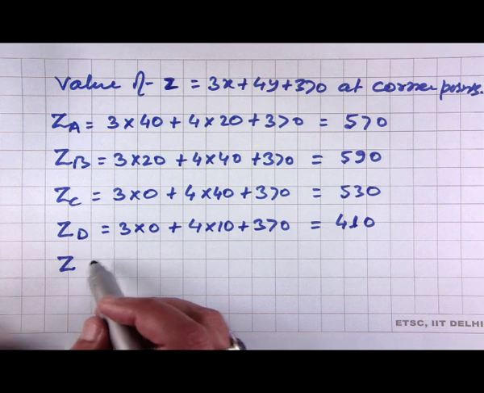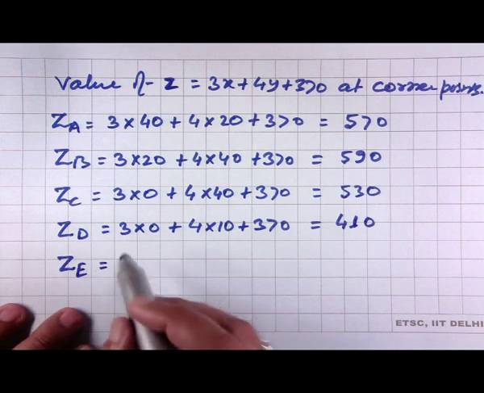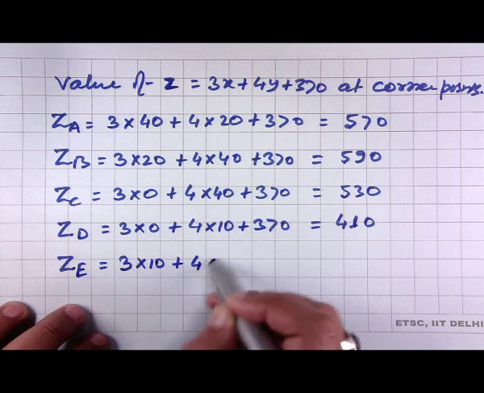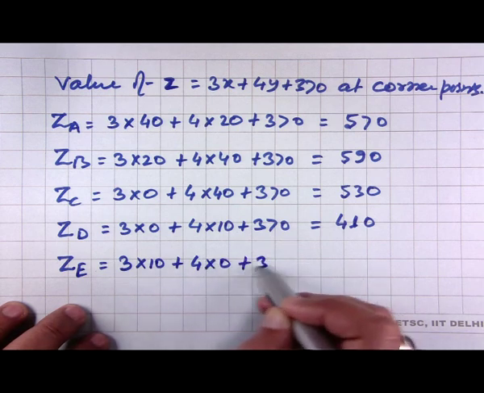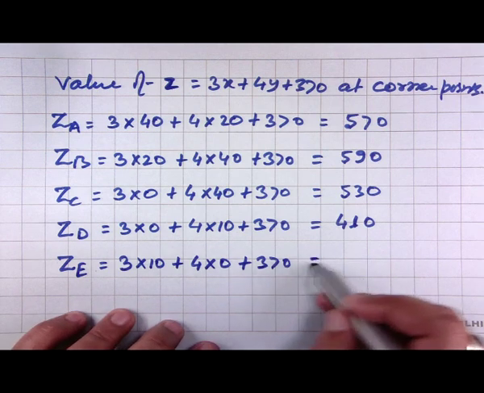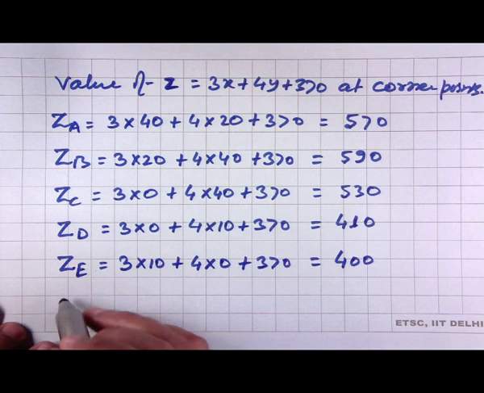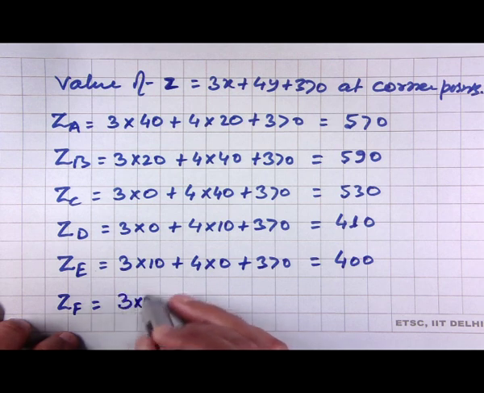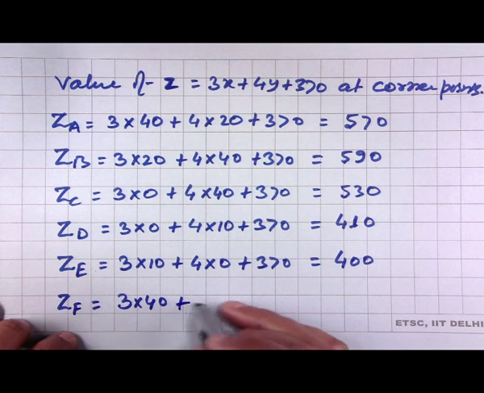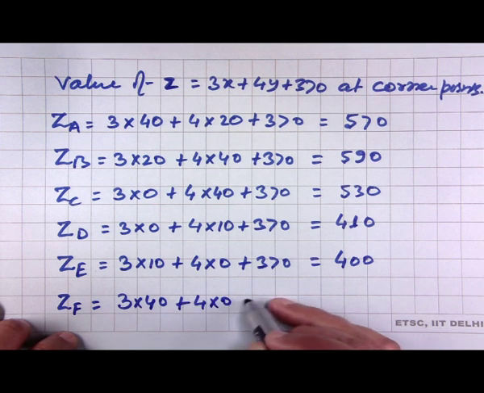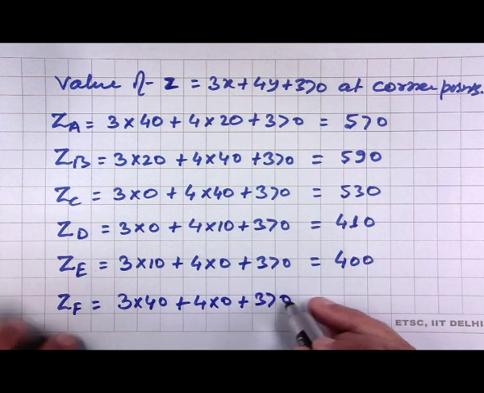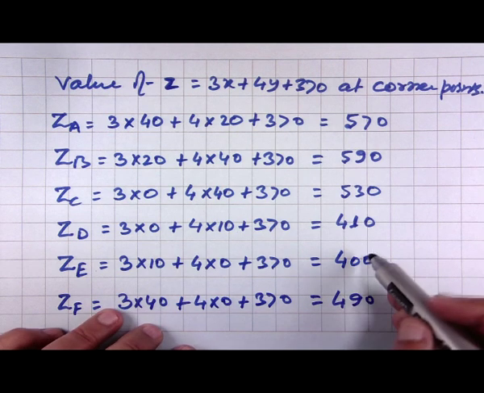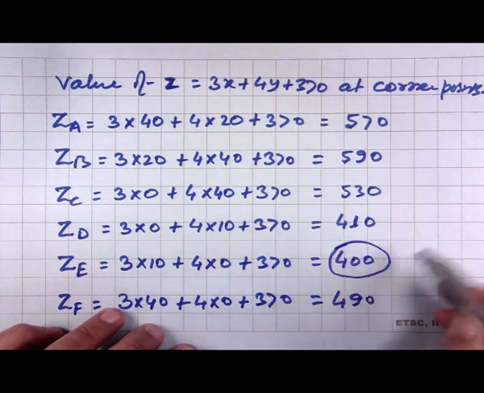Z at E equal to 3 into 10 plus 4 into 0 plus 370 equal to 400, and Z at F, 3 into 40 plus 4 into 0 plus 370 equal to 490. So Z at E is minimum.